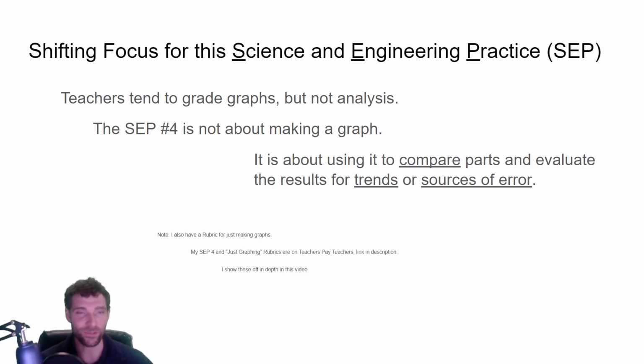And so if you're looking for just a rubric for graphing, I've got you. I've got those at the very, very end. But this talk is more about analyzing graphs and getting that type of expectation to be clear with students so they can improve on that throughout the whole year.